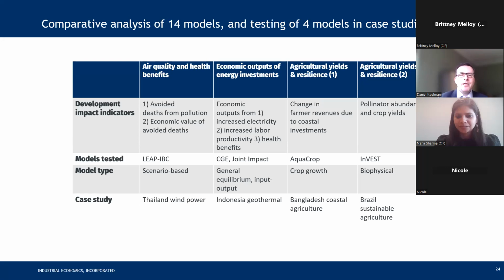The key takeaway here is that these development impacts categories can actually be modeled. Although in many cases they have not been widely studied, they are common to the SIF portfolio. And we find that modeling tools and approaches currently exist that can actually be used to model these development impacts. And that was a really exciting finding from our evaluation.